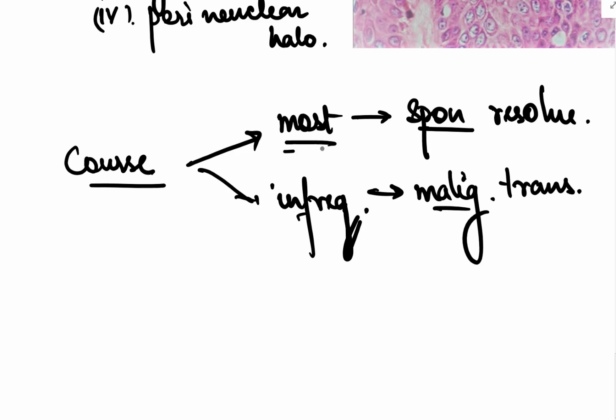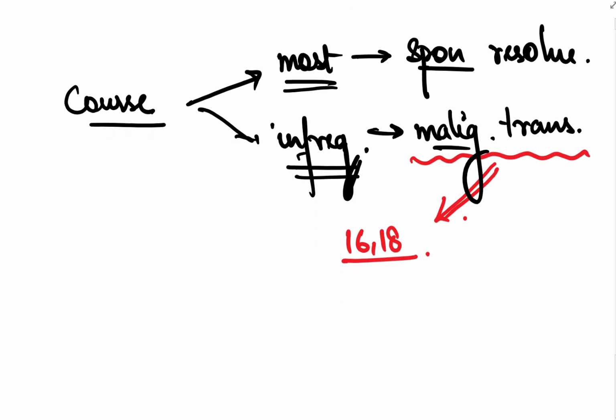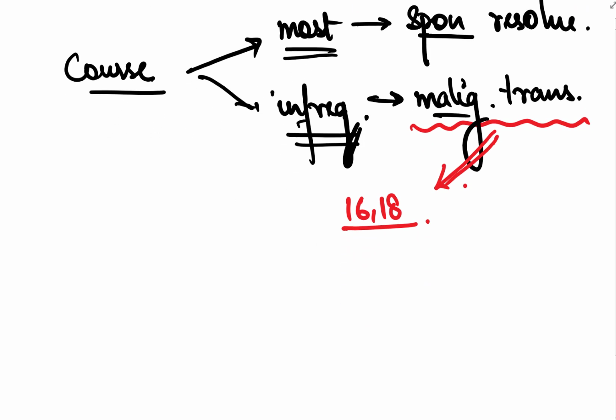So most of the cases they spontaneously resolve, but very rarely they might lead to malignant transformation. Malignant transformation is common with the subtypes 16 and 18. As I told you, they are commonly caused by 6 and 11, which generally do not lead to malignant transformation. It is commonly if there is causative agent, that is 16 and 18.